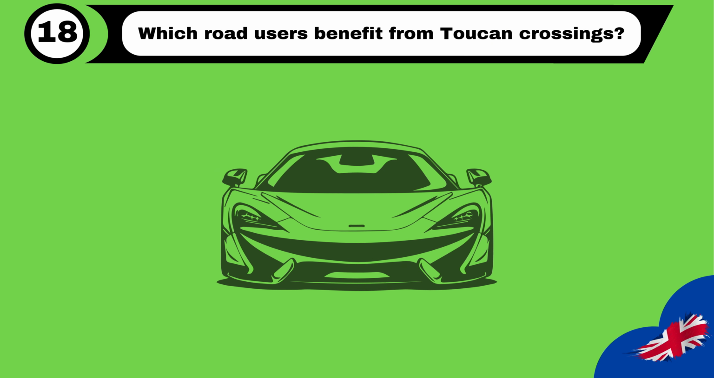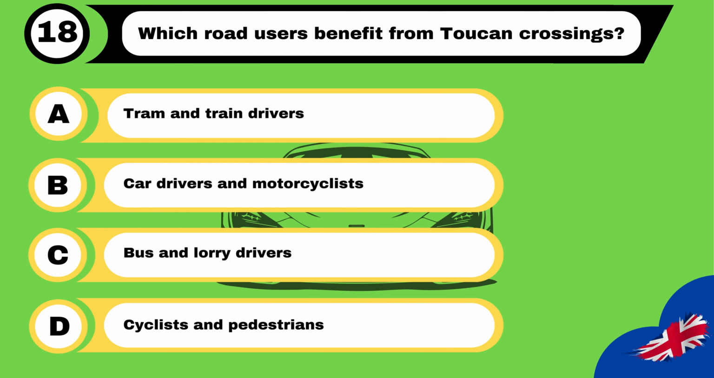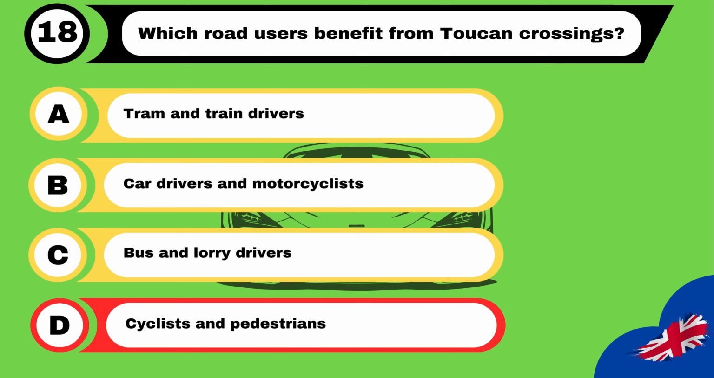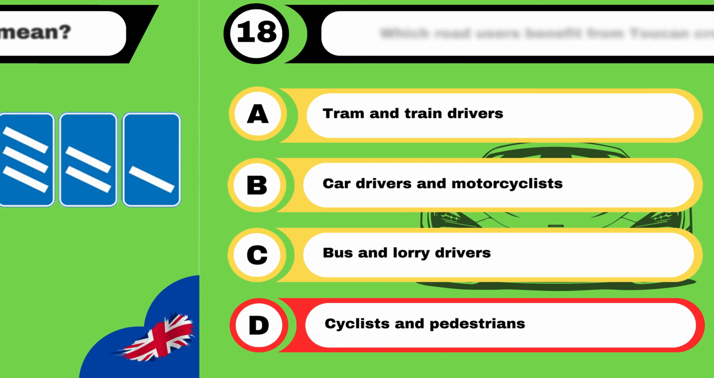Question 18. Which road users benefit from toucan crossings? A. Tram and train drivers. B. Car drivers and motorcyclists. C. Bus and lorry drivers. D. Cyclists and pedestrians. The answer is D. Cyclists and pedestrians.